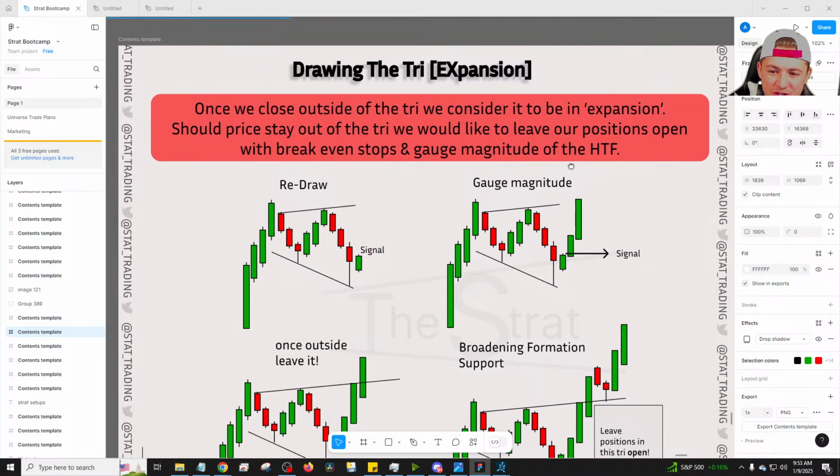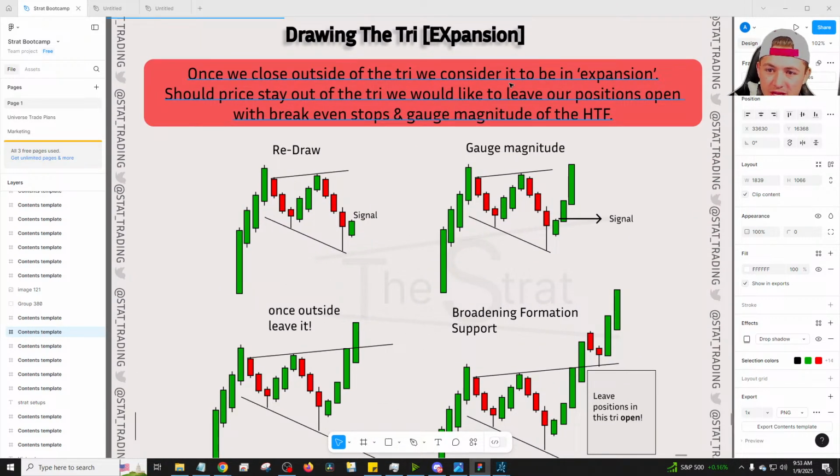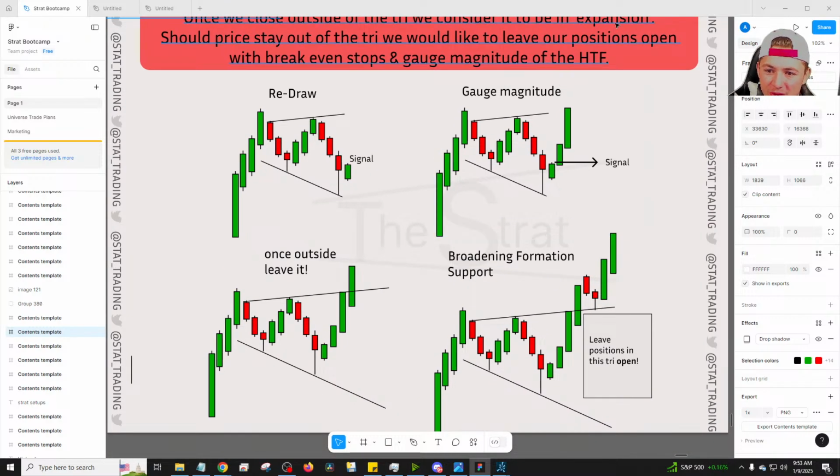Now, when it comes to expansion, it's once we get out of that triangle and stay out. So should price stay out of that broadening formation, we want to leave that position open, ideally with break-even stops, and gauge the magnitude of the higher time frame if there is. And if there's not, people will say clear blue skies, which, to each their own. But if it stays out of that, we're good to go.